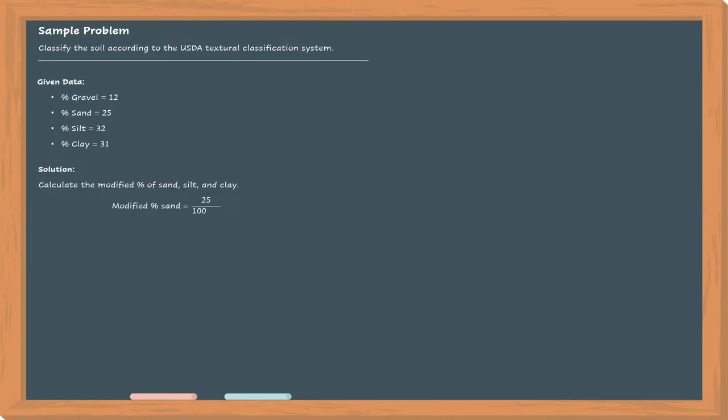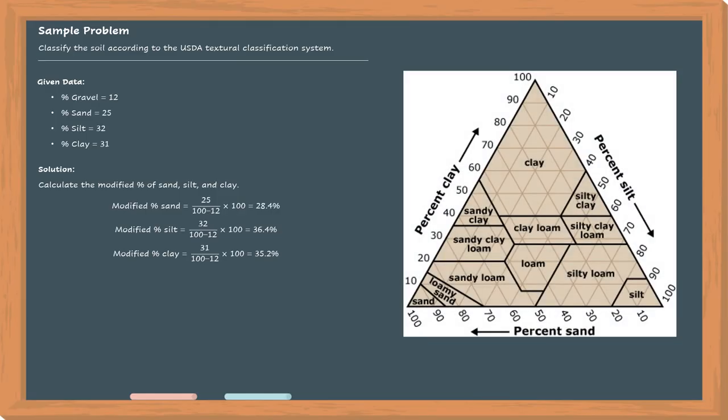So the modified percent of sand is equal to percent of sand divided by 100% minus percent of gravel times 100, is equal to 28.4%. And then modified percent of silt is 32 over 100 minus 12 times 100, is 36.4. And then modified percent of clay is equal to 35.2%. So with these three modified percentages of sand, silt, and clay, we can now plot this in the textural classification chart.